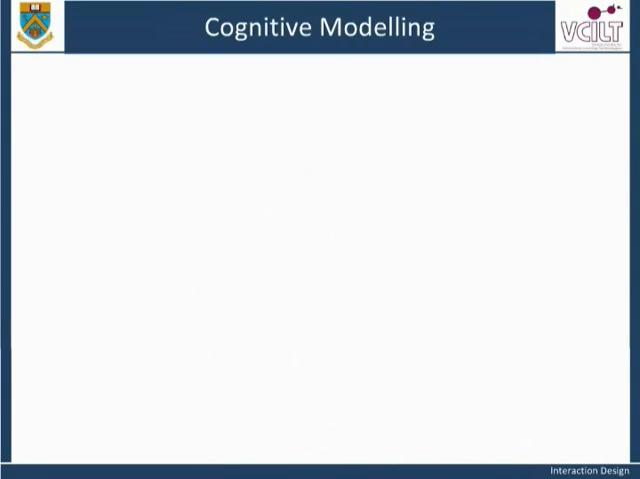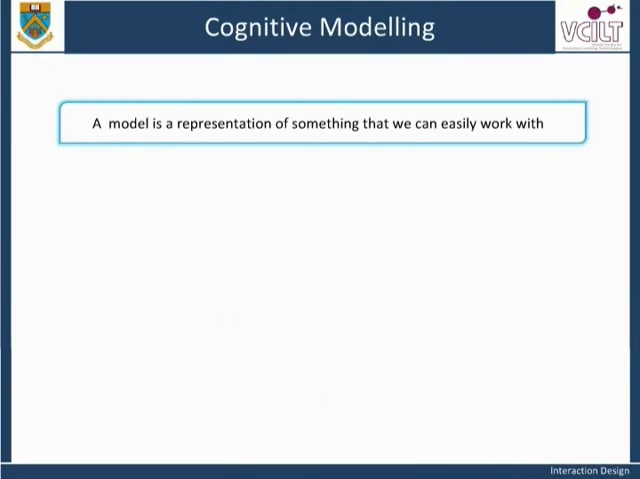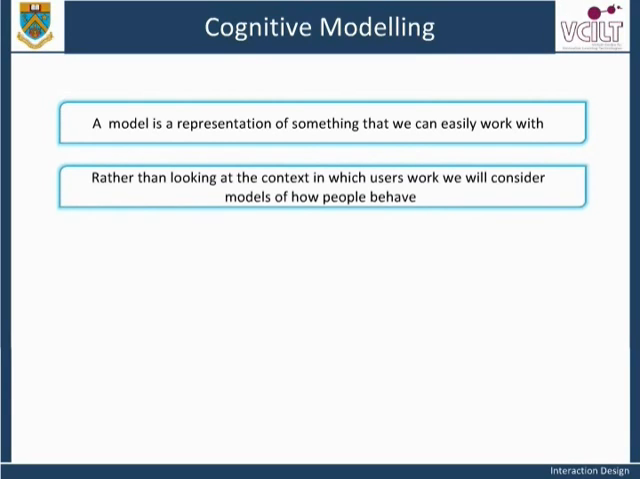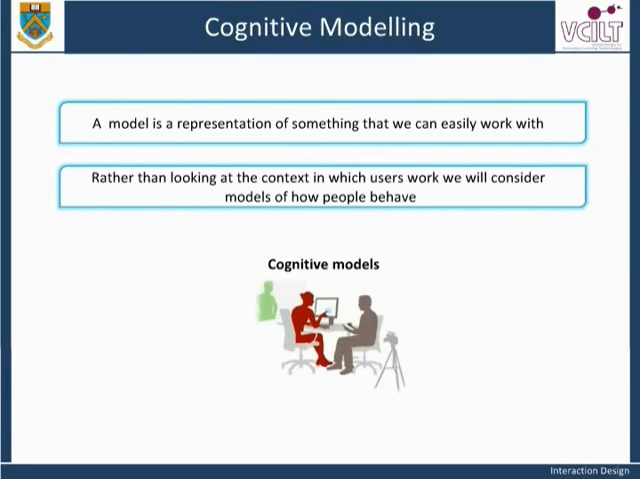As we discussed at the start of this unit, a model is a representation of something that we can easily work with. In the previous section, we looked at models of user requirements, essentially, models of the cognitive abilities. That is, rather than looking at the context in which users work, we will consider models of how people behave. These cognitive abilities can be used to inform design, and, as we shall see in Unit 9, to evaluate systems. In this section, we look at two cognitive models, GOMS and ICS.